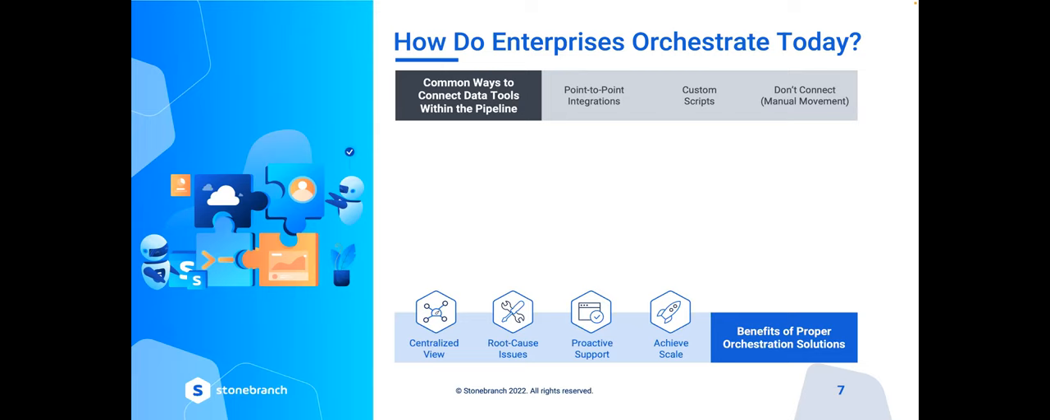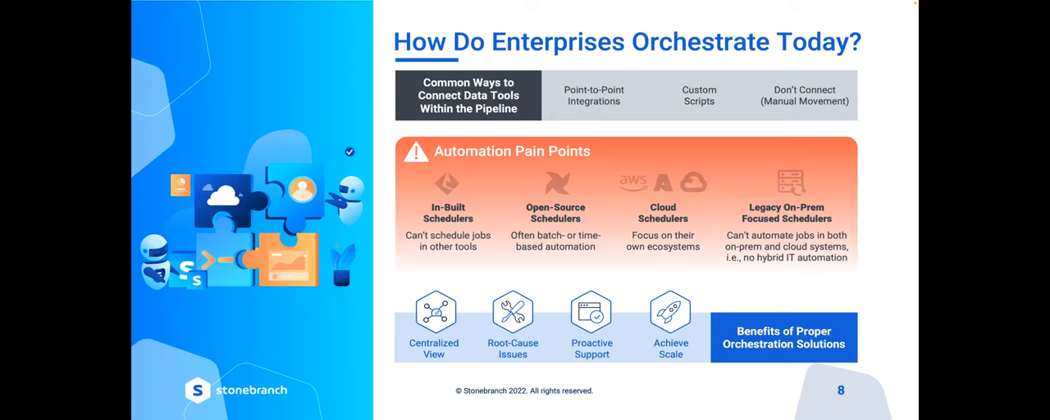But ultimately, when you're trying to get to a proper orchestration solution, it's really to achieve scale. And we'll talk more about that as we get through this. But achieving scale, anybody can go and take one of the approaches I'm about to show and build some level of data pipeline, but it winds up not being sustainable or scalable.